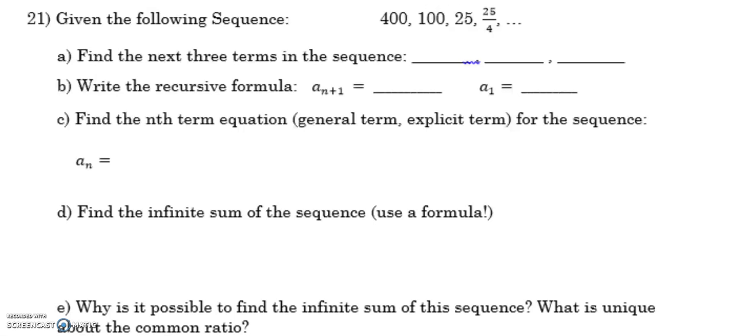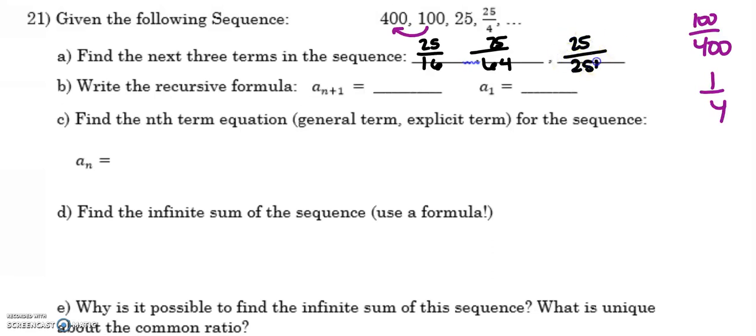Find the next 3 terms. Well, it looks like I am dividing each time by 4. I could find that officially by taking 100, dividing it by 400 to find my common ratio, which is 1/4. So my next 3 terms are going to be 25 sixteenths, 25 64ths, and 25 256ths. So my a sub n plus 1, my next term in my sequence, is taking the previous term times 1/4, starting with 400. So again, this was my common ratio that I found.